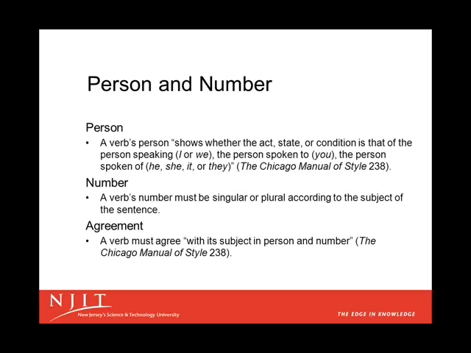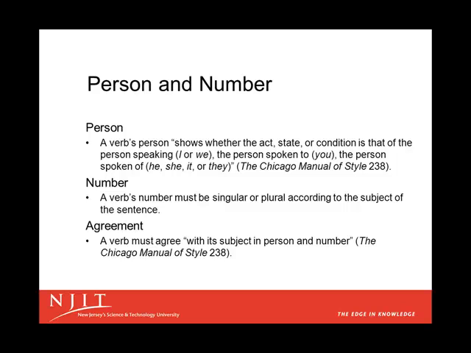In addition to voice, mood, and tense, verbs have a person and number. A verb's person shows whether the act, state, or condition is that of the person speaking, as in I or we, the person spoken to, you, the person spoken of, he, she, it, or they.